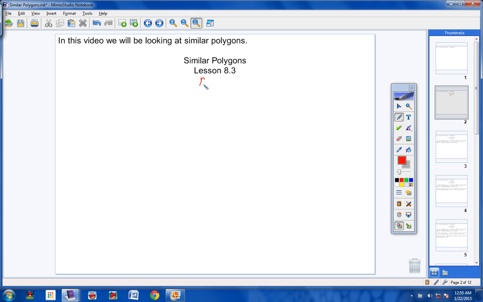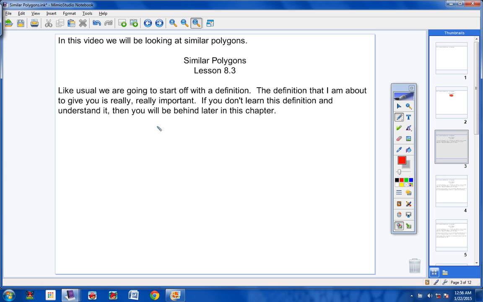Similar polygons. The lesson number is 8.3. And my advice to you to have good organized notes is to be sure and include today's date with your notes. Okay? So similar polygons, lesson 8.3, and be sure and include today's date. Now, moving on. Like usual, we are going to start off with a definition.